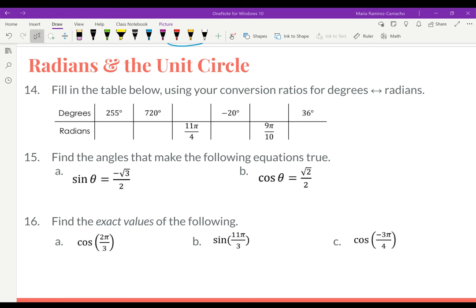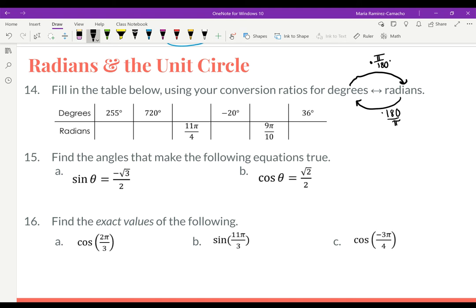Number 14 says, fill in the table below using your conversion ratios for degrees to radians. A reminder, to go from degrees to radians, we want to multiply by pi over 180. We also want to keep our fraction in fully simplified form with pi in it. To go from radians to degrees, we want to multiply by 180 over pi. And it's okay if your degrees are decimals.